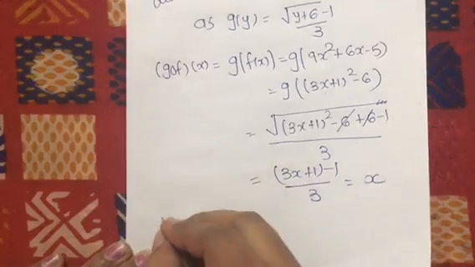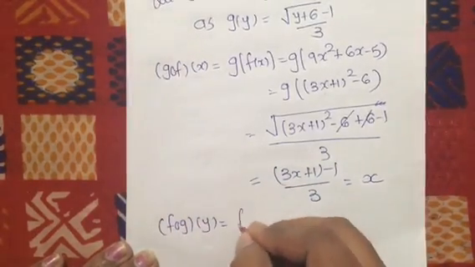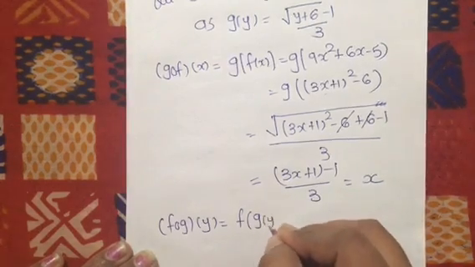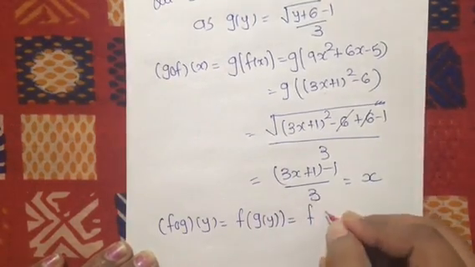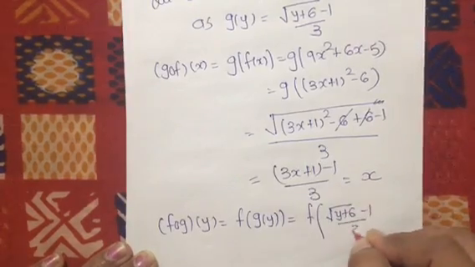Now let's find the value of f of g of y. So this is f of g of y equals f of (under root of y plus 6 minus 1) divided by 3.